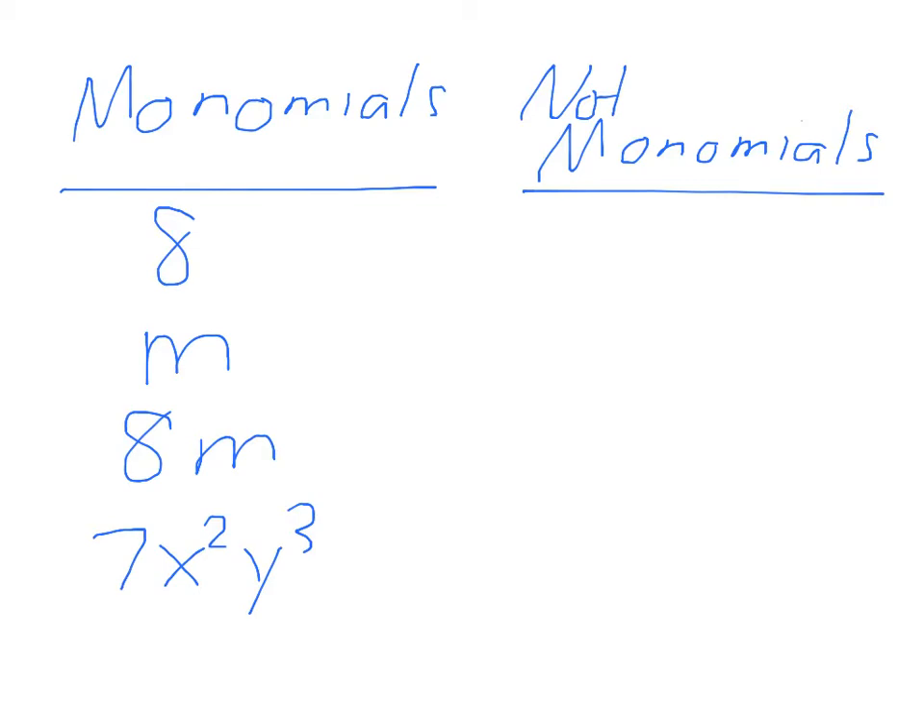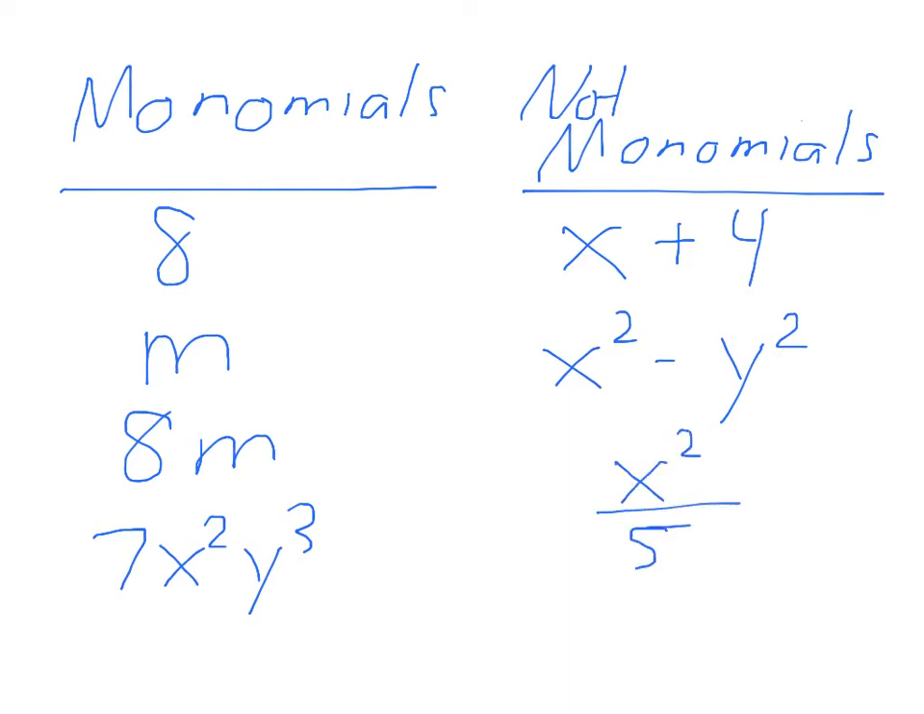But let's take a look at something that's not a monomial. Something like x plus 4. That's not a monomial. Now, it's the sum of two monomials, and that's okay, but that's not a monomial. We actually call this a binomial because there's two monomials being added together. But we're not worried about that. We're more concentrating on monomials right now. x squared minus y squared. Again, not a monomial. Or how about this? x squared over 5. That again, not a monomial because it's got division in it.